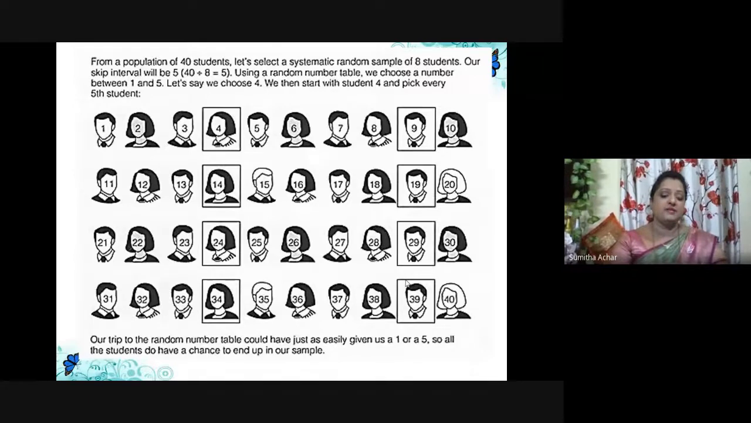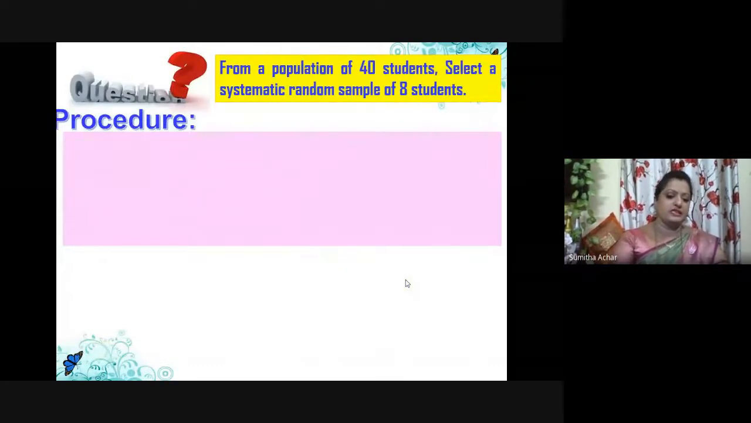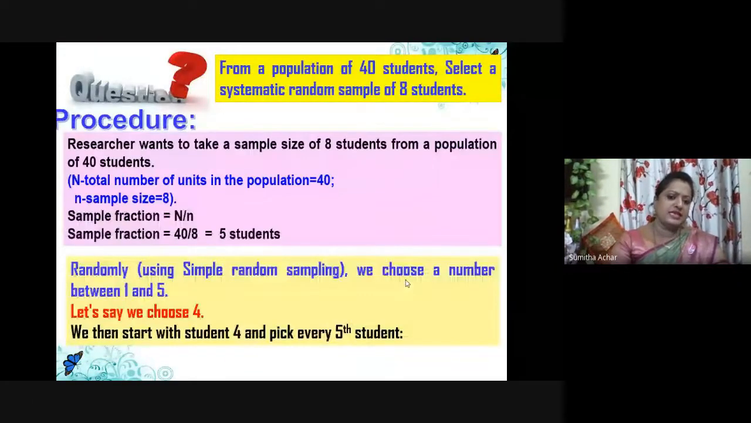Now I have to find something called a sampling fraction. What is the sampling fraction? Take the ratio of the total number of students divided by the sample size that you want to derive. Say I want to derive 8 students. This is my decided sample size, 8 students. So 40 divided by 8, what is 40 divided by 8? I get 5. All of you are following this, right? I'm not giving you the holistic idea about the formulas you can see on the slide. I'm just explaining with this example here.